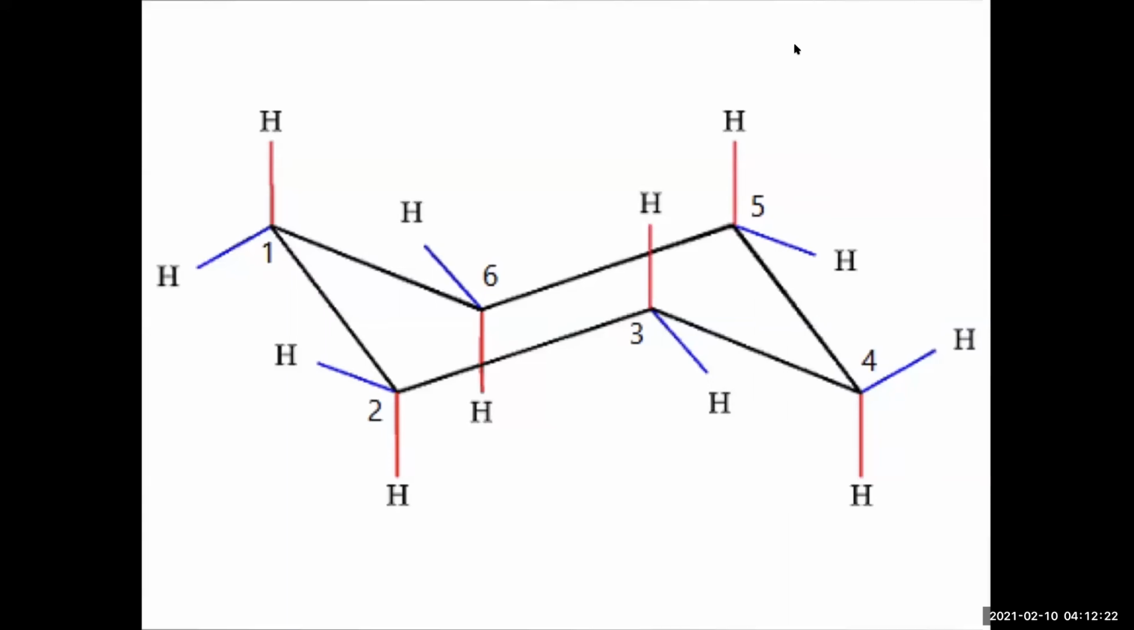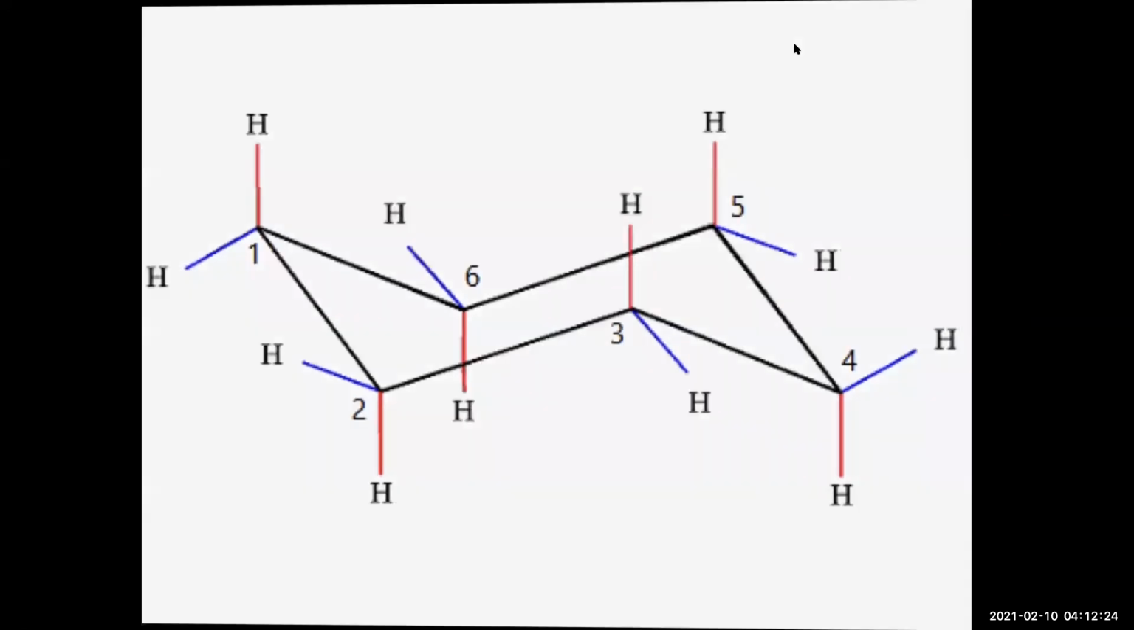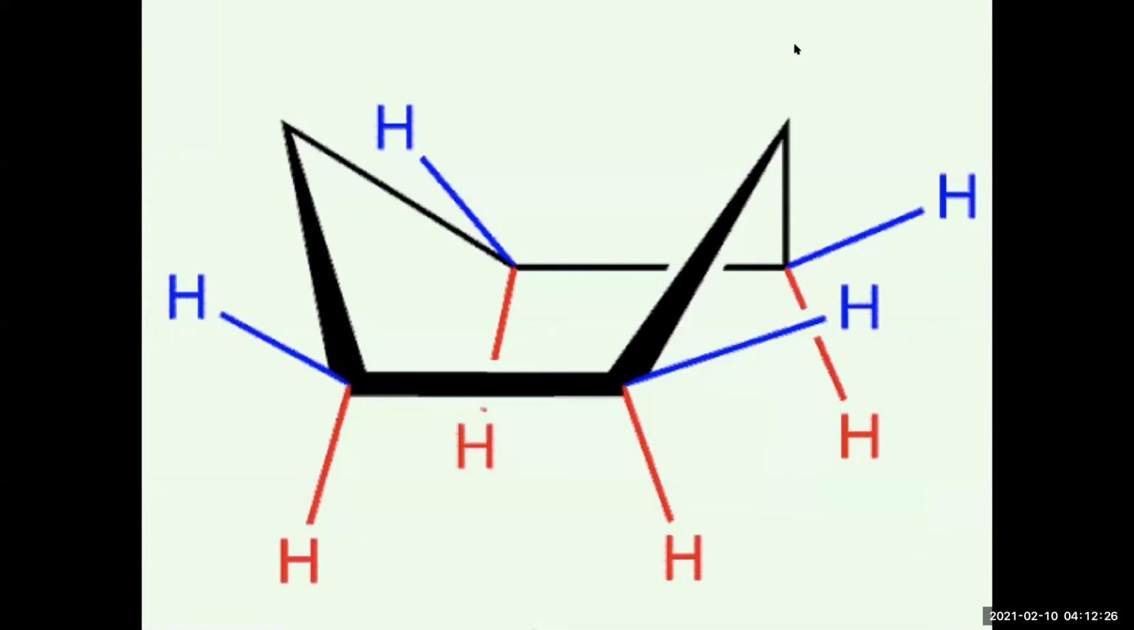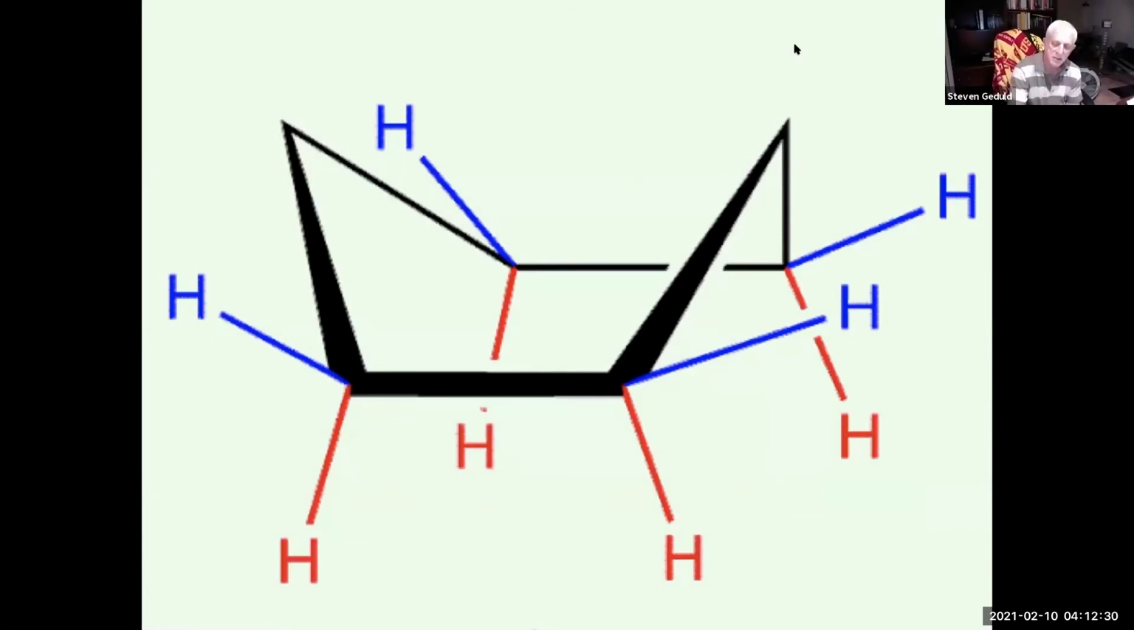Perfect. Okay, what structure is this? Chair or boat? Boat. Boat, because if this is the chair, this would be down. Okay. Now look at the hydrogens. Nothing's up and down. Everything's at different planes. It is not a stable structure. Okay. It does exist at times, but the most stable one is the chair formation.